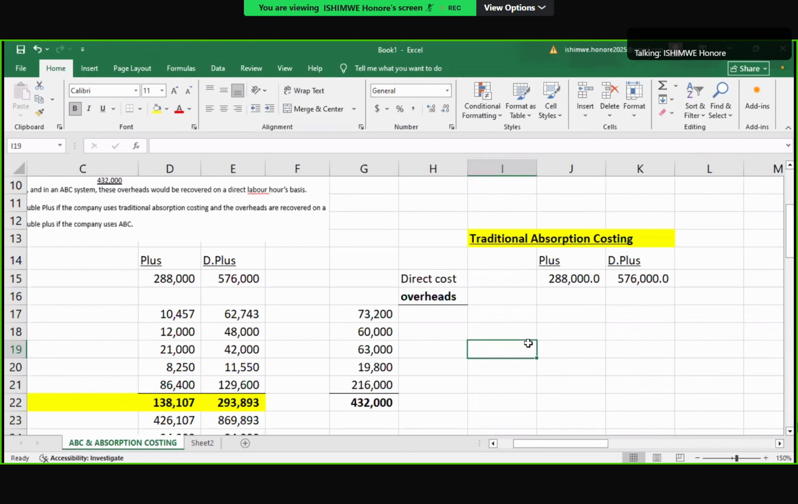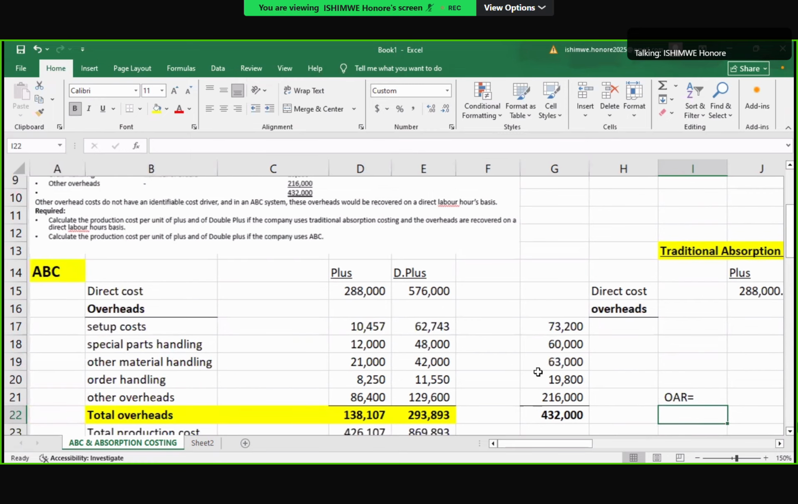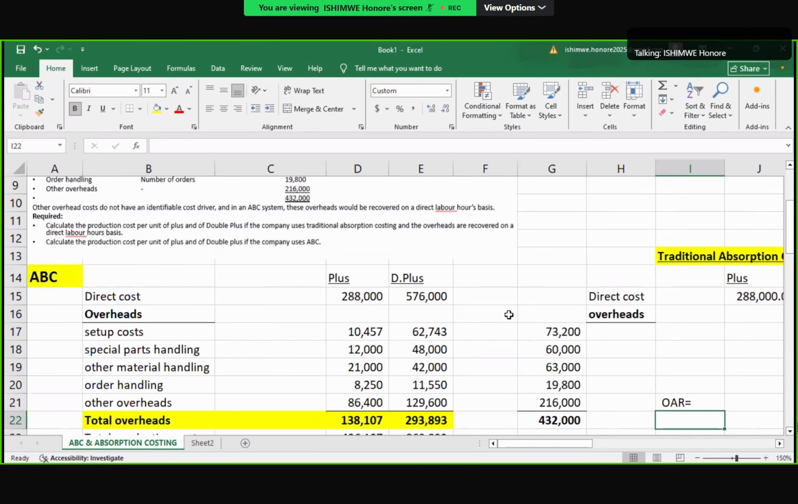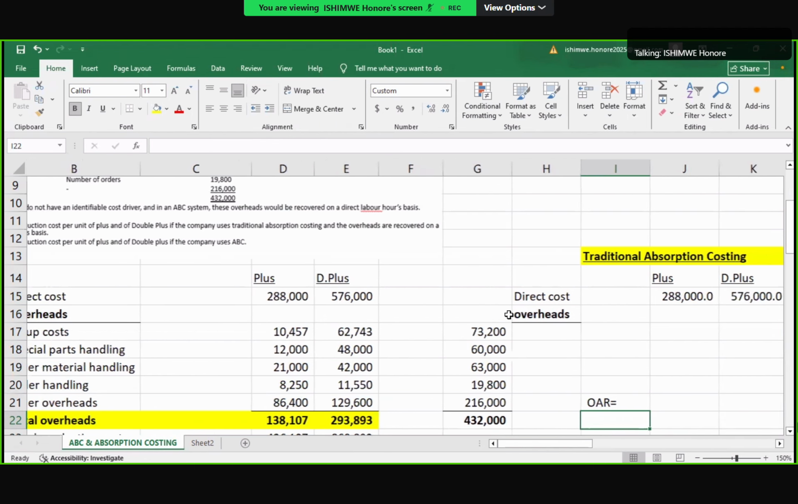we said we are looking for the overhead absorption rate. It is going to be based on the direct labor hour basis, because they tell us that in the exam. If they are silent and don't give you a basis of apportionment in traditional costing, you have to use direct labor hours. Unless the examiner says to use machine hours or any other basis they give you, you use it. But it is generally assumed that you use direct labor hours.